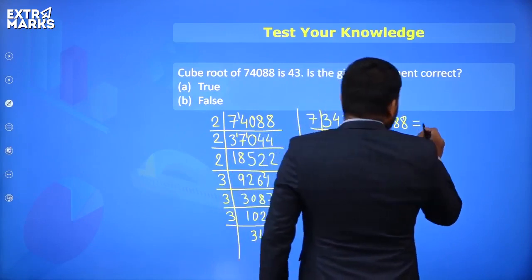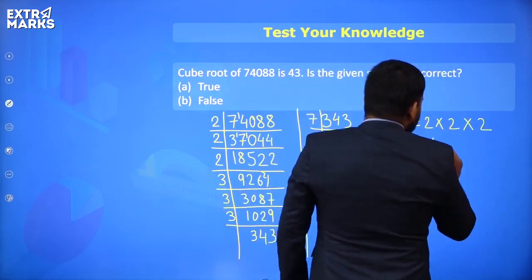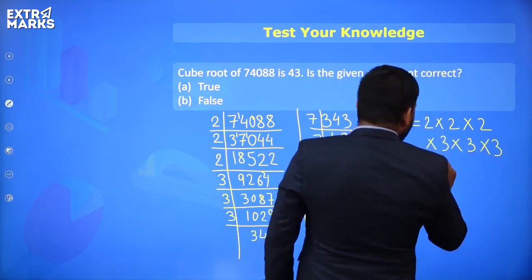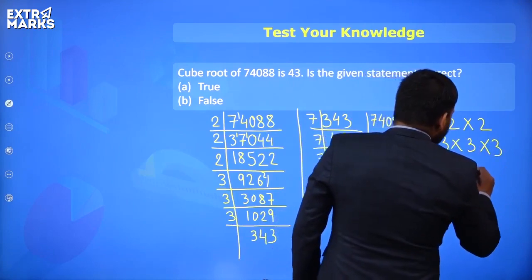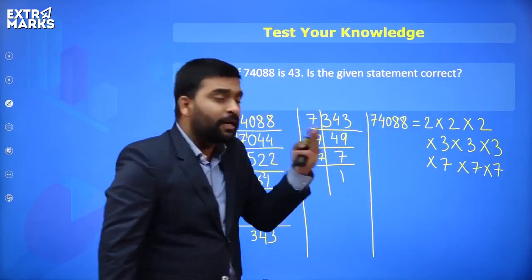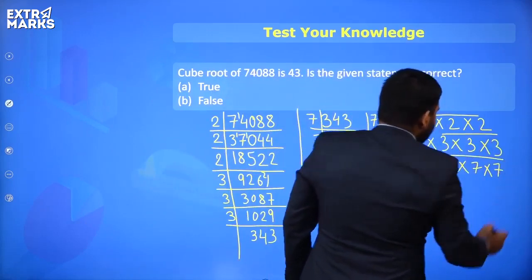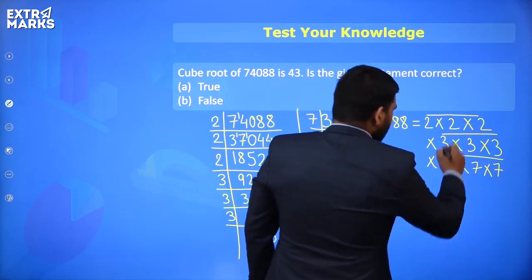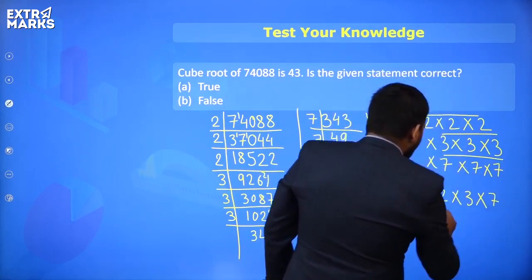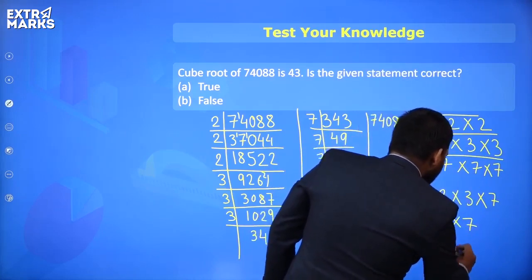You'll say, sir, 3 times 3 times 3 times 3, then you have times 7 times 7 times 7. Now everyone, we do the pairing of 3 numbers. So 1, 2 and 3. Yes, so we can clearly say everyone, 2 times 3 times 7. So we have 6 times 7. That is how much? 42.